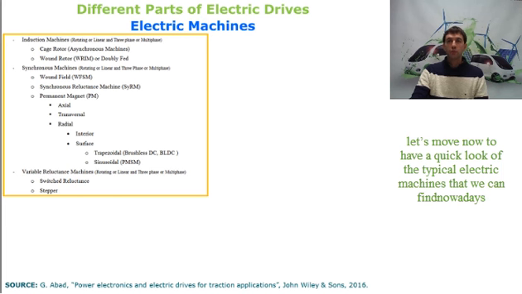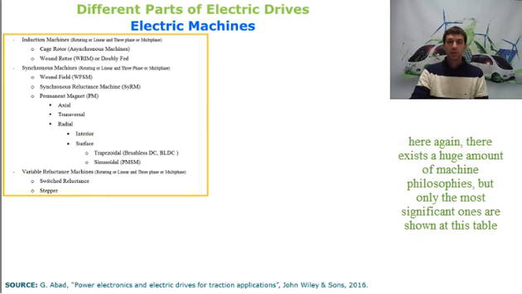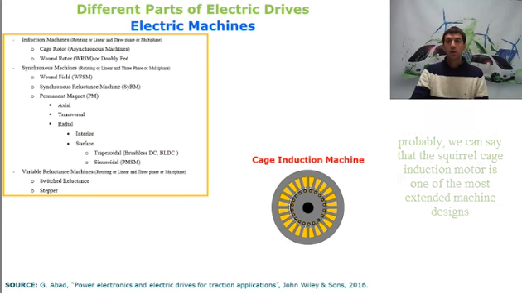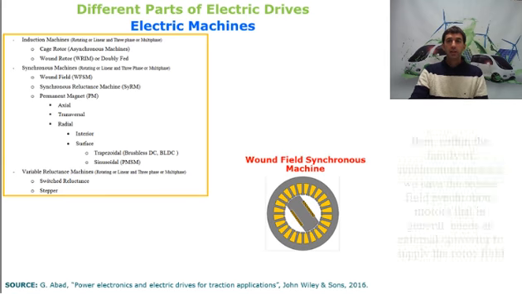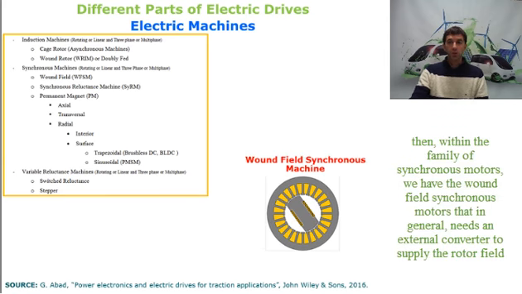Let's move now to have a quick look at the typical electrical machines that we can find nowadays. Here again, there exists a huge amount of machine philosophies, but only the most significant ones are shown in this table. Probably we can say that the squirrel cage induction motor is one of the most extended machine designs. Then, within the family of synchronous motors, we have the wound-field synchronous motor that in general needs an external converter to supply the rotor field.